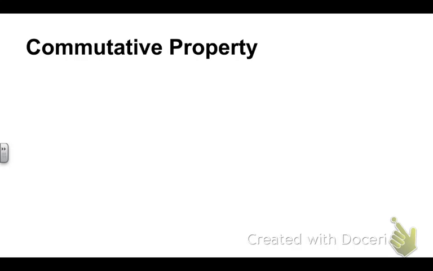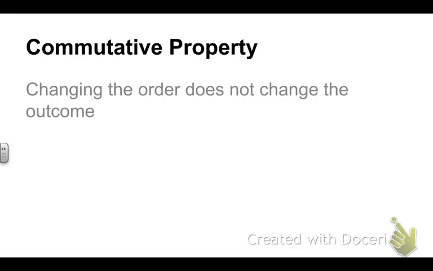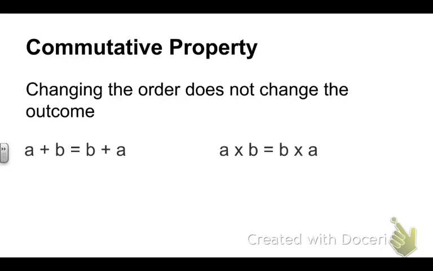Now, for the properties. The first one is the commutative property, and this states that changing the order does not change the outcome, the answer. So if I have A plus B equals B plus A, or A times B equals B times A, I'm going to get the same answer. So for example, 3 plus 4, 4 plus 3, doesn't matter which way you switch them, they're both going to be 7. Same with 5 times 2, 2 times 5, it's going to be 10 no matter what.